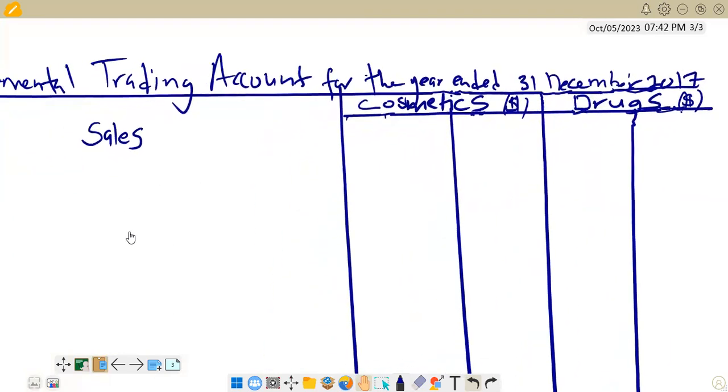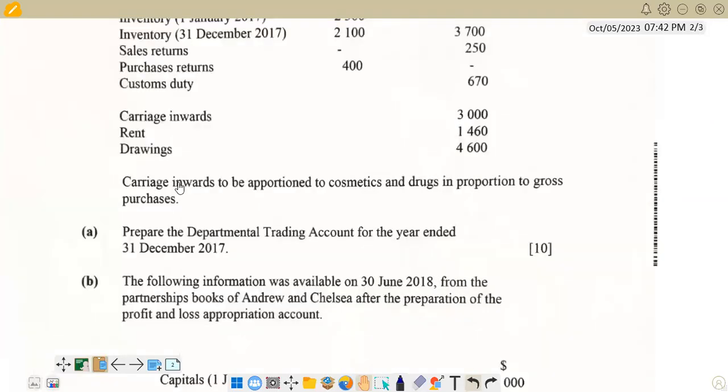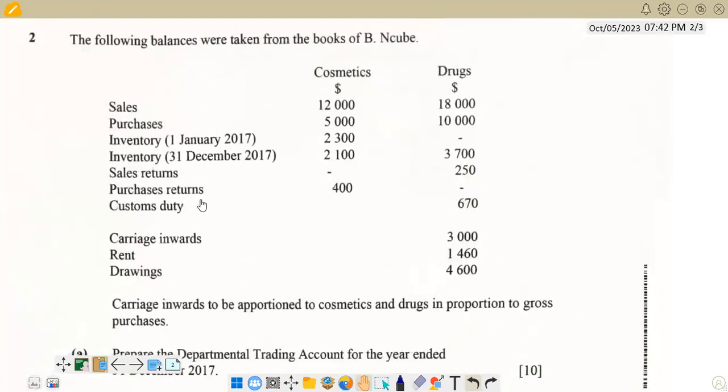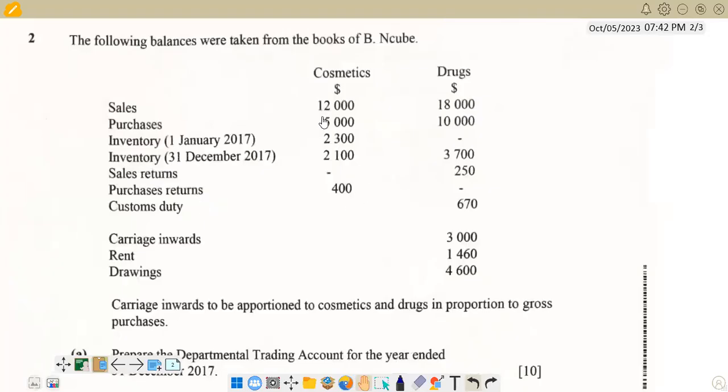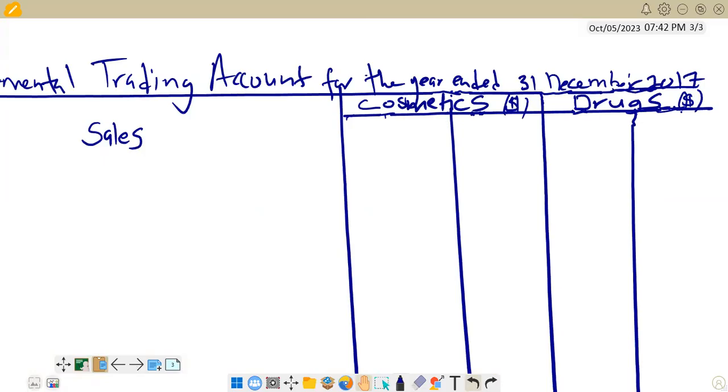Right. We go back to the information that you are given, and we are going to start with sales. So we go back to check the sales for cosmetics and drugs. If you go up there, we'll see that for cosmetics we have 12,000, and for drugs we have 18,000. So we are going to enter those figures. For cosmetics, we put in this column 12,000. Then for drugs, we have a figure of 18,000.